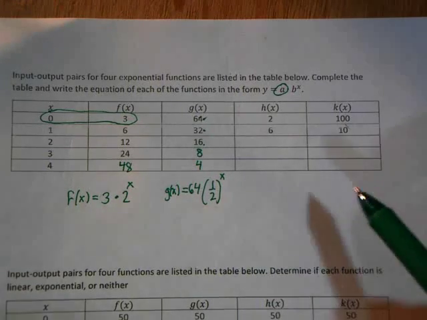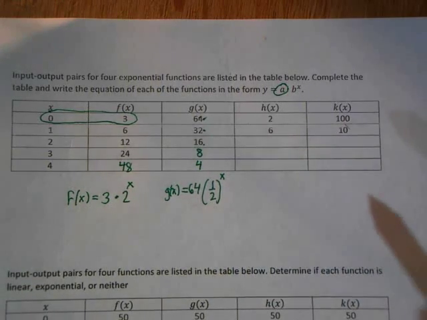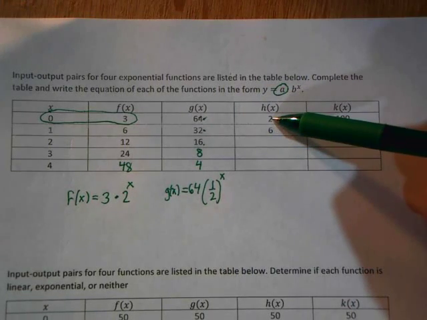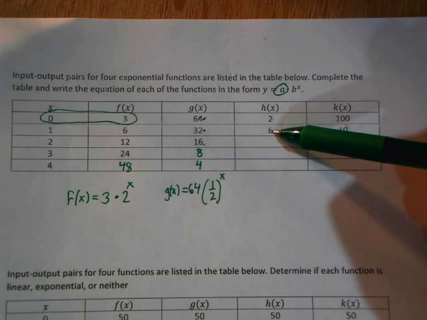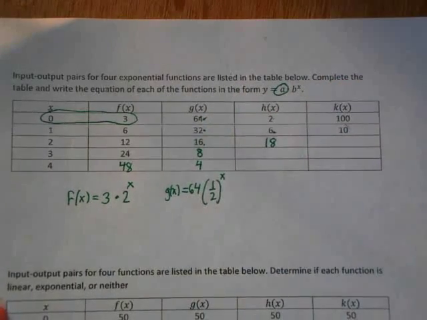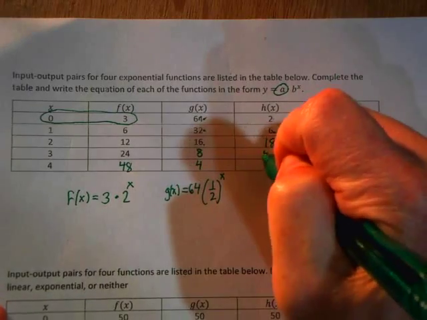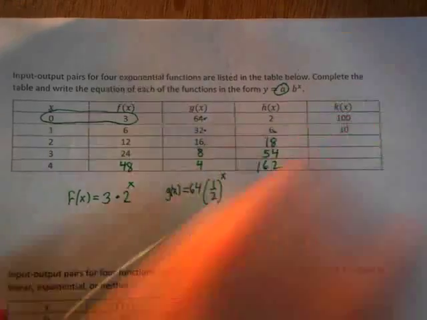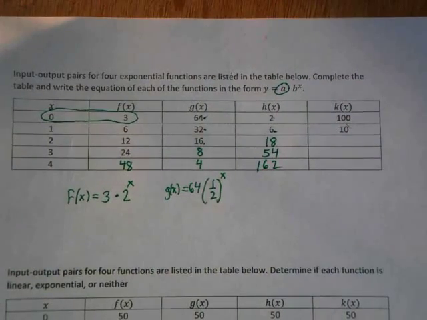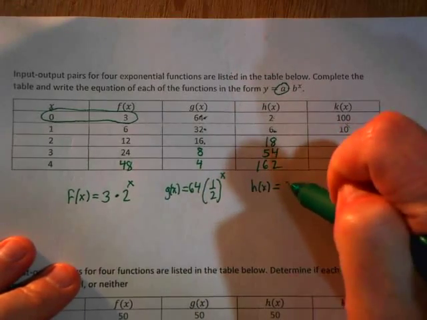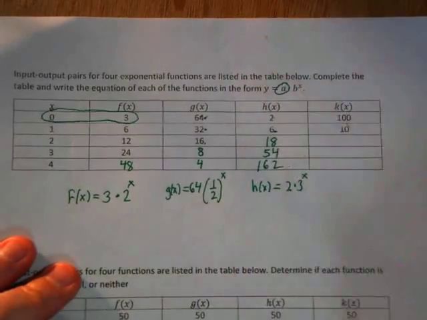All right, these last two, it looks like I didn't give you very much information, but you really don't need much information for an exponential function. I've got my intercept, I've got my a number, and then I see I multiplied by 3. So the next one would be multiply by 3 again. 6 times 3 is 18. 18 times 3 turns out to be 54. And then 54 times 3, and yes, I am using my calculator, turns out to be 162. So h of x is 2 times 3 to the x.